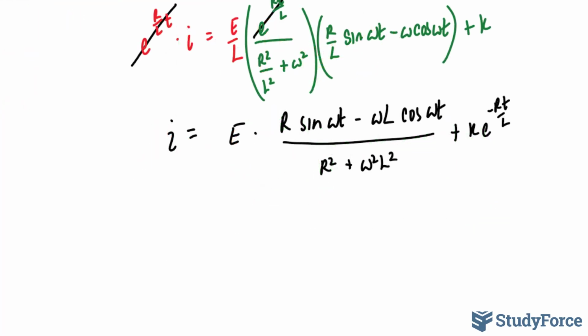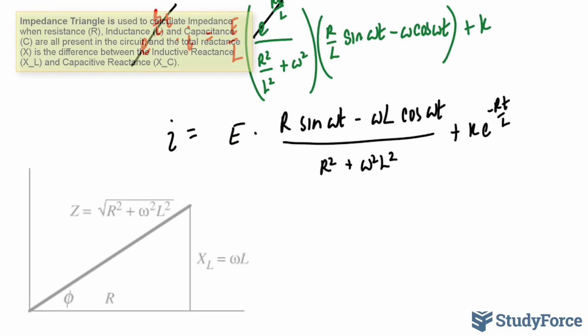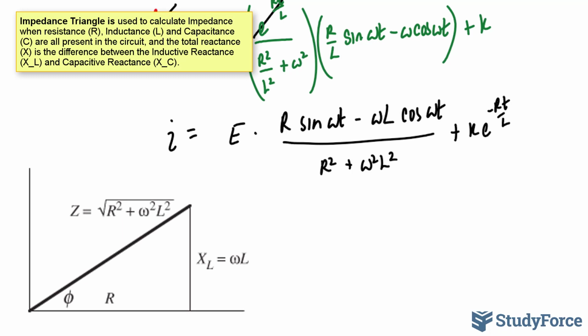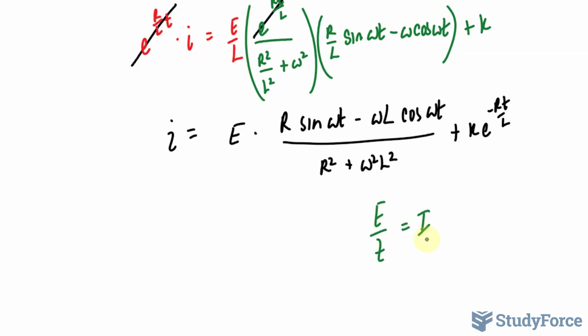Now that we've simplified this equation to this point, if we use the impedance triangle, and it's shown on your screen right now, you would see that R squared plus omega squared L squared is actually equal to Z squared, which is the square of the impedance. Furthermore, by Ohm's law for alternating current, E over Z is equal to the current I. And this gives us the amplitude of the current wave.